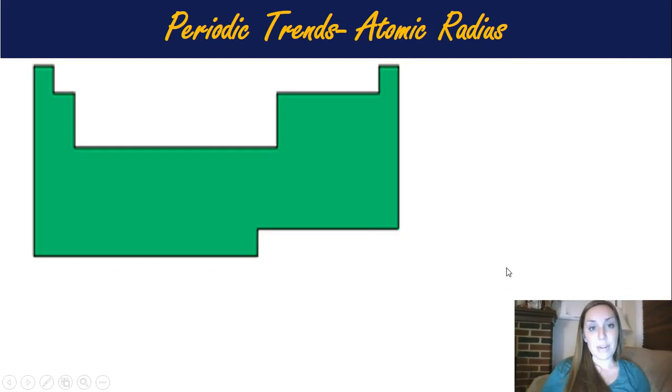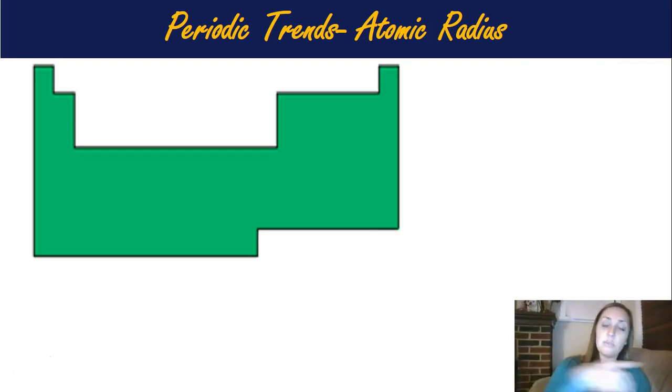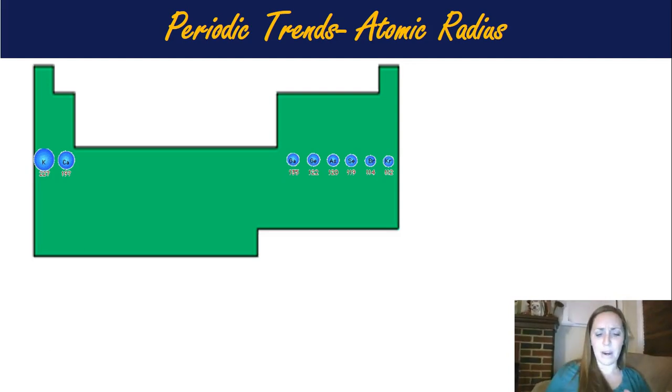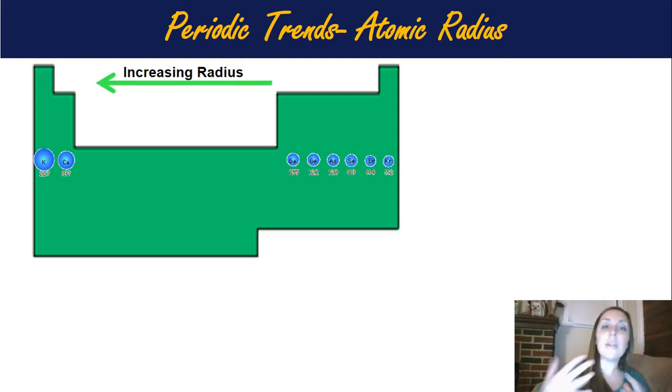Let's look at the atomic radius trend across the periodic table. So we're going to first start with periods. So that's right to left, left to right. And if you take this period where we start with potassium and end with krypton, you'll notice that as you go to the left, your atoms actually are bigger. So your radius increases towards the left on your periodic table.